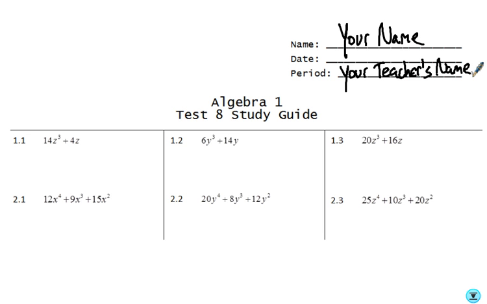Alright, so if this is your first time with us, just to explain the format, you'll see that there are 3 columns that go across there. Problem 1.1, 1.2, 1.3, they're really all the same problems. The difference is the first column will be the column where I explain to you how to do it. And then the middle and the right column will be for you to try.